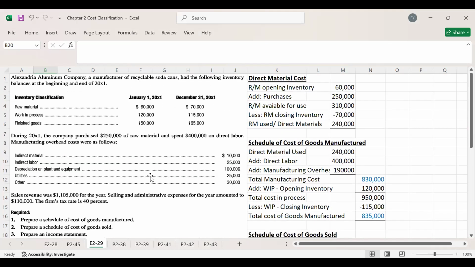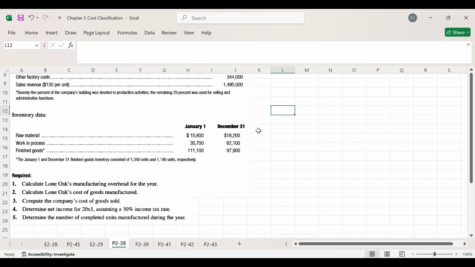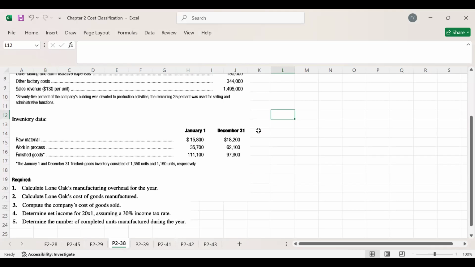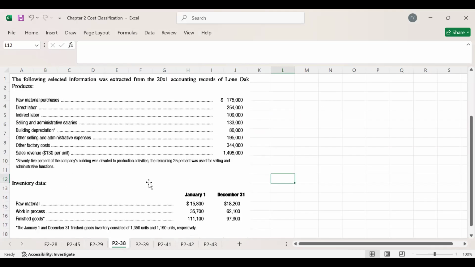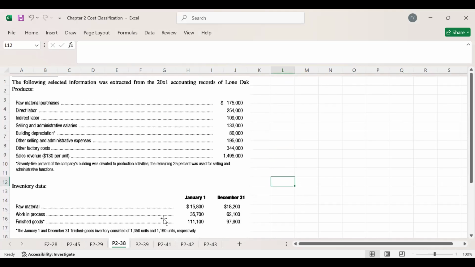This is exercise 2-29, and this is our last practice question for this lecture, and this is problem 2-38, in which we will have to calculate factory or manufacturing overhead. So manufacturing overheads are not given. Then we will prepare cost of goods manufactured, cost of goods sold, and then we will determine net income by preparing an income statement, and also determine the number of completed units manufactured. So these all are the requirements.